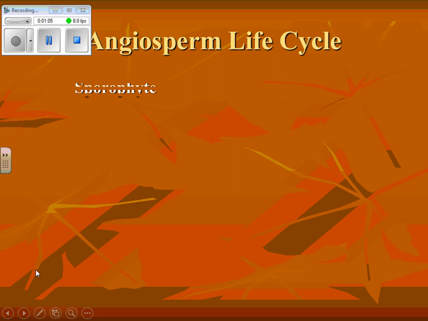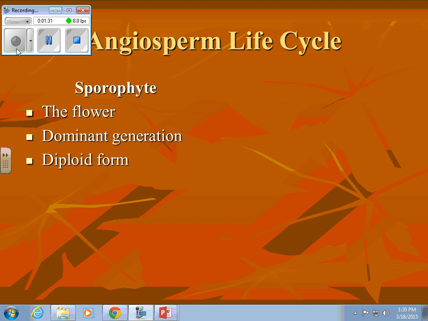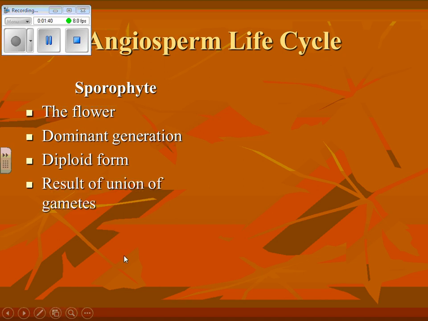An angiosperm is a flowering plant. In that life cycle, in the picture that we just looked at, there are two different sections that make up that life cycle, and one of them is called the sporophyte. The sporophyte part of the life cycle is the part where the actual flower is. This is the dominant generation in angiosperms. It is a diploid form of the plant. Diploid meaning it has the full number of chromosomes, and it's represented by 2N when you see it written.